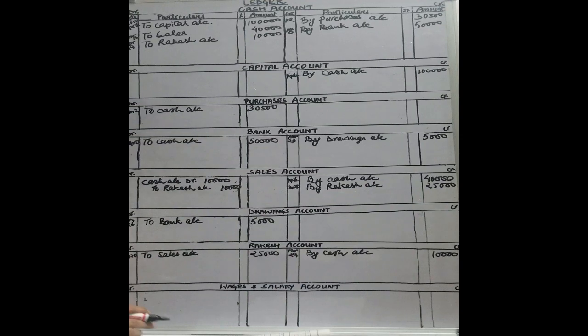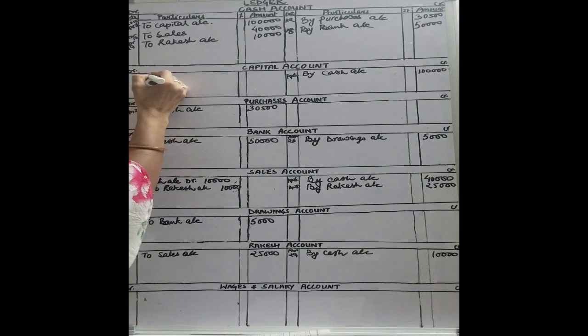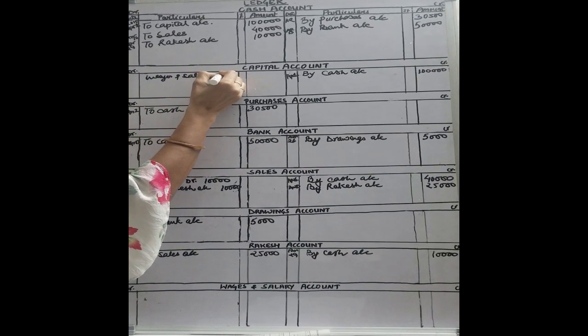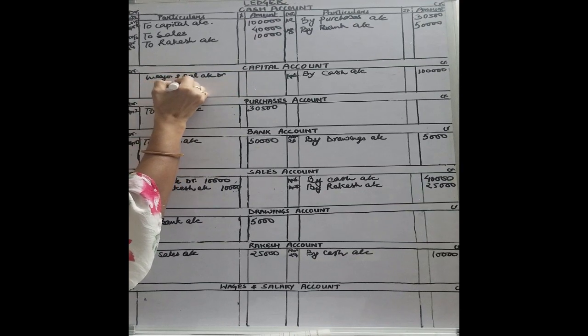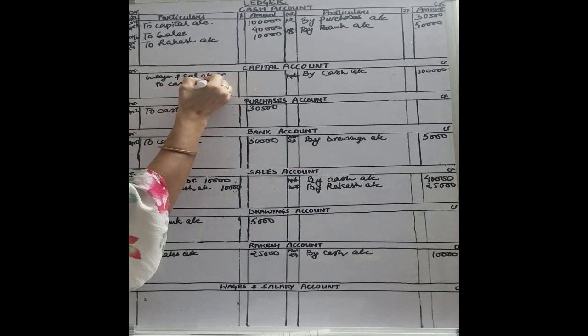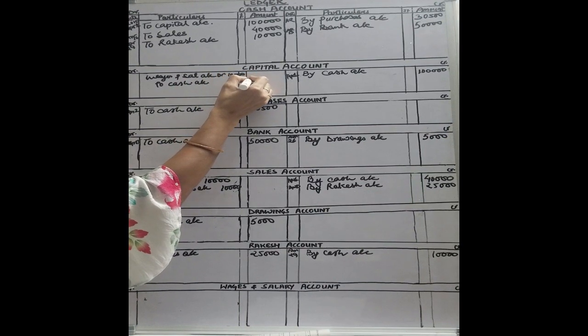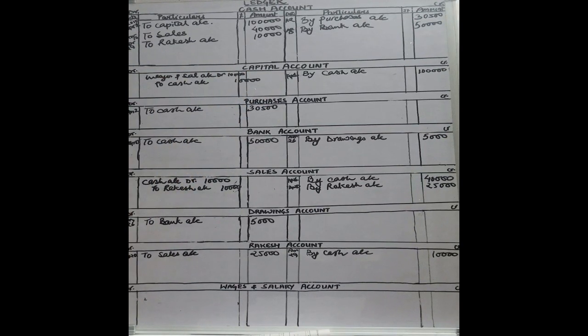Now the next transaction is on April 30th: paid wages and salaries rupees 10,000. The journal entry of this transaction will be wages and salaries account debit to cash account with rupees 10,000, right? This is our journal entry. Now the two accounts here are wages and salary account and cash account.